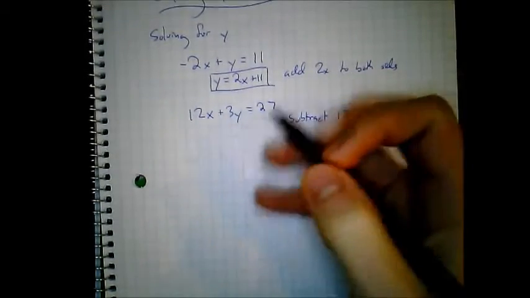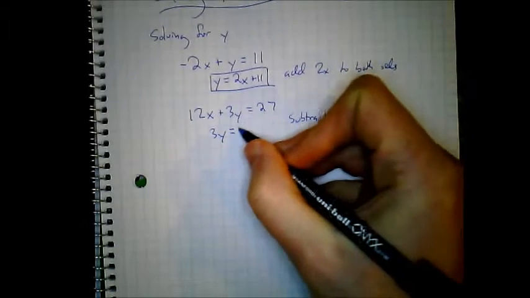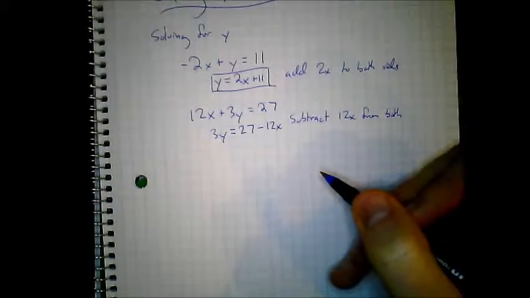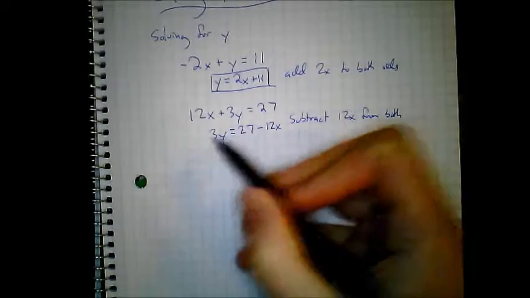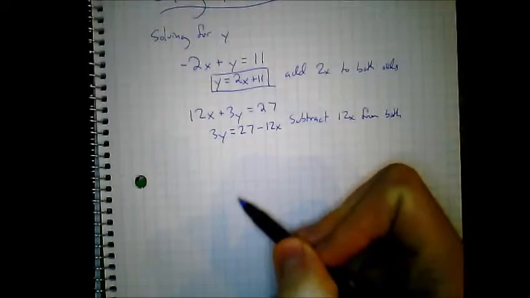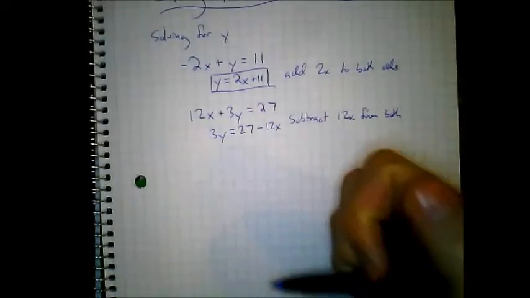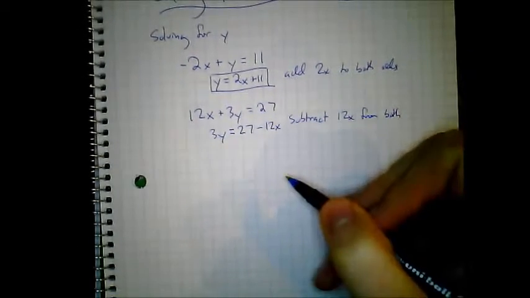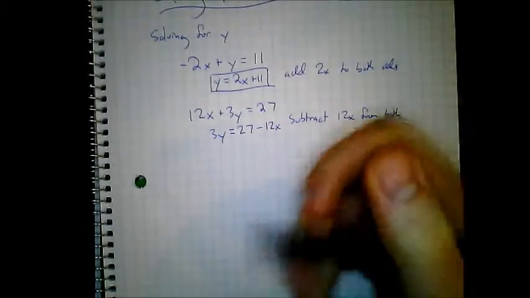So let's subtract 12x from both sides. The 12x's are gone, leaving only our 3y on the left. And we have 27, and we're just subtracting 12x. So we have 3y equals 27 minus 12x. Now, we don't really want to know what 3y equals. We want to know what 1y equals. So we want to divide the 27 by 3 and the negative 12x by 3, because we want to know what each y equals.